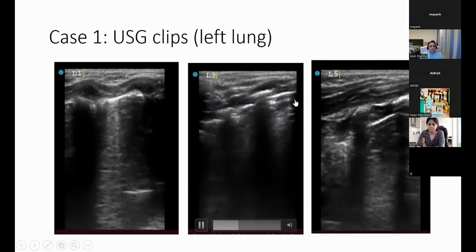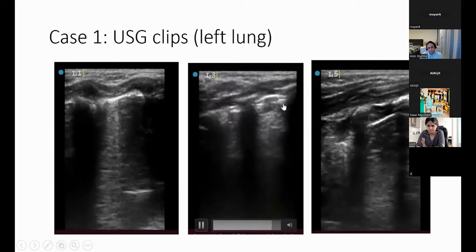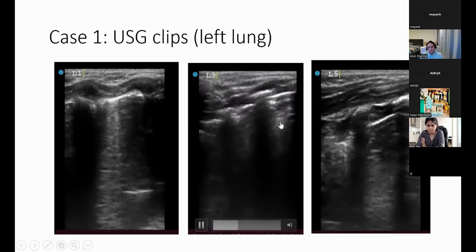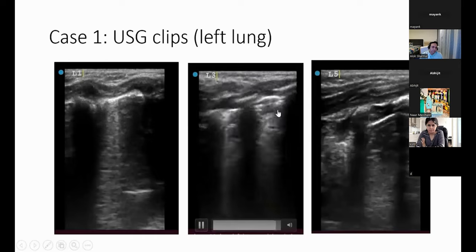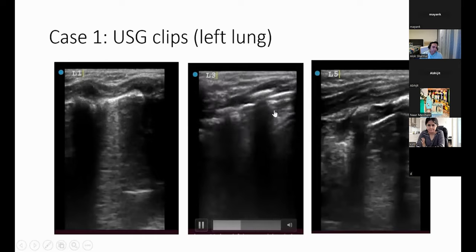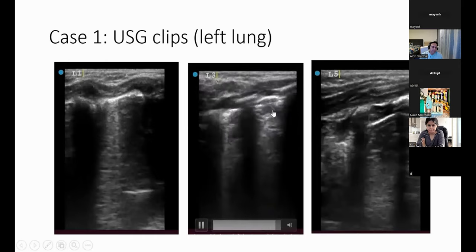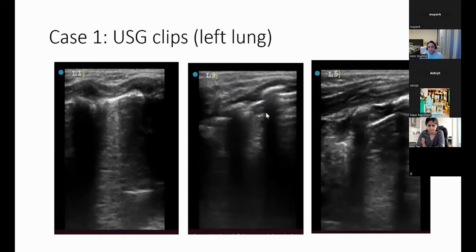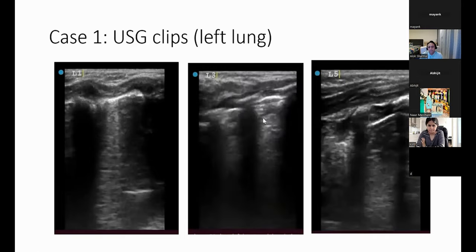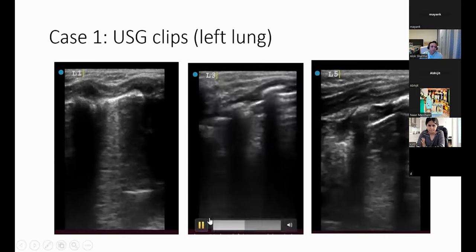When I move to the L3 region, again, I find a normal looking pleura, which is sliding well. Most of the areas I can appreciate are dominated by A lines, and there are some comet tail artifacts. However, I would classify this as an A profile, and I do not find any consolidation or any effusion.